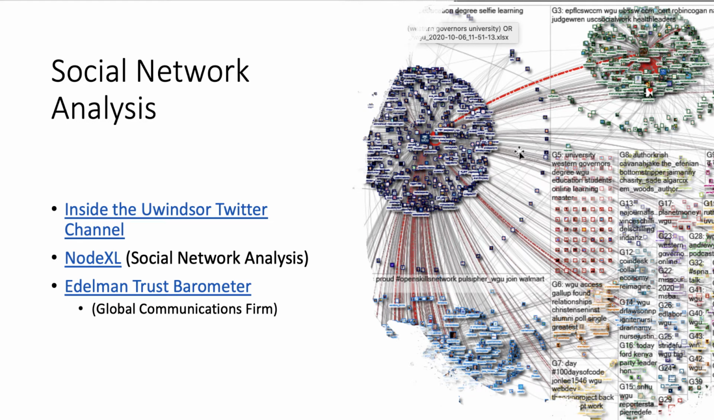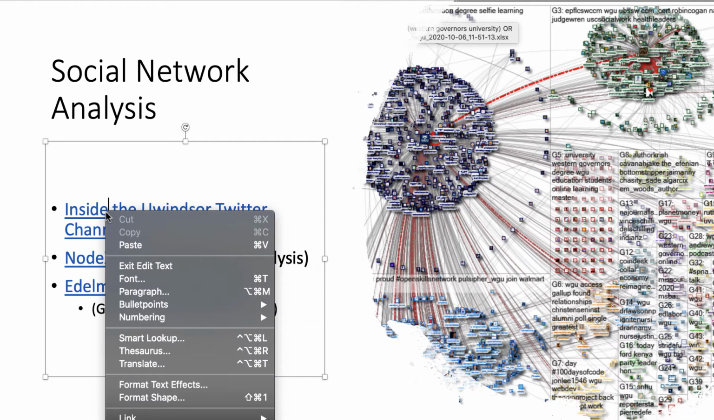You can put multiple lines to indicate frequent connections and communications. You can add arrows going one way or the other way to show broadcast or interaction. You can add color codes. You can do these networks by geography, by demographics. But when you look at a network from a bird's eye point of view, it really helps you to understand what's going on. I'm going to show you inside the University of Windsor Twitter handle.